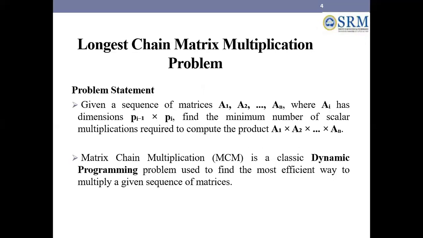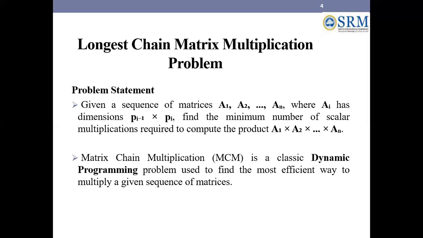And how can we apply the dynamic programming concept to perform longest chain matrix multiplication? So we have multiple matrices. How can they be multiplied? For example, a sequence of matrices A1, A2, up to An. How can they be multiplied? Ai has dimensions. What's the dimension of the matrix? P i minus 1 into P i. Find the minimum number of multiplications required to compute the product.